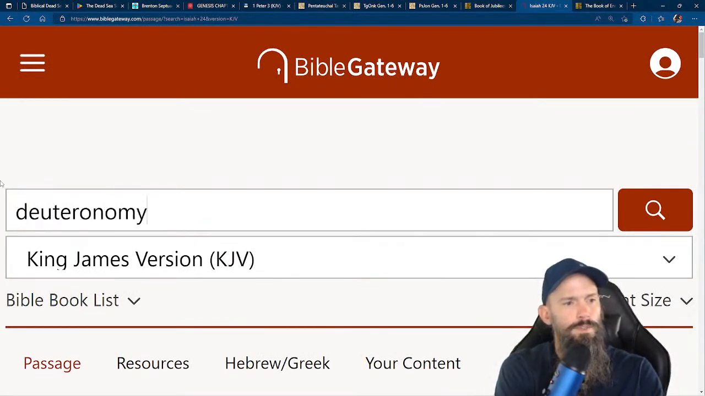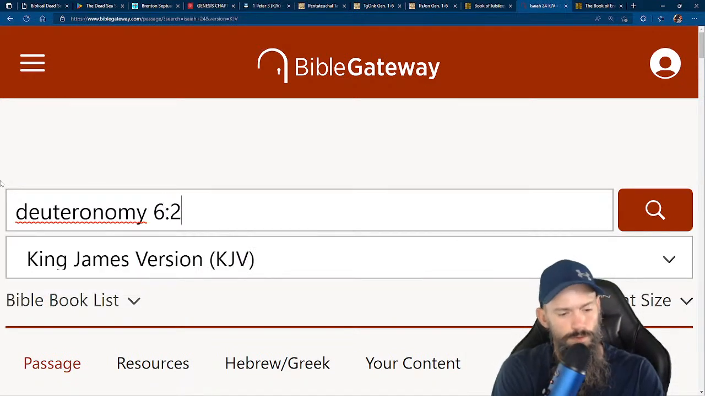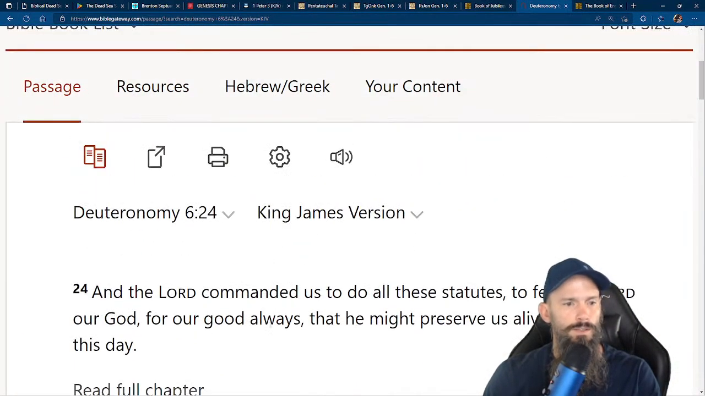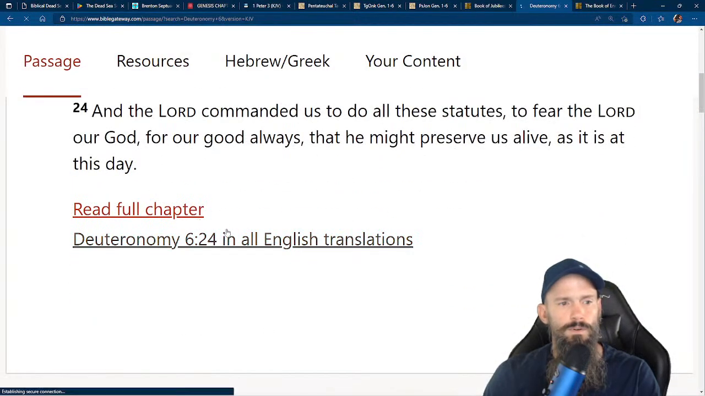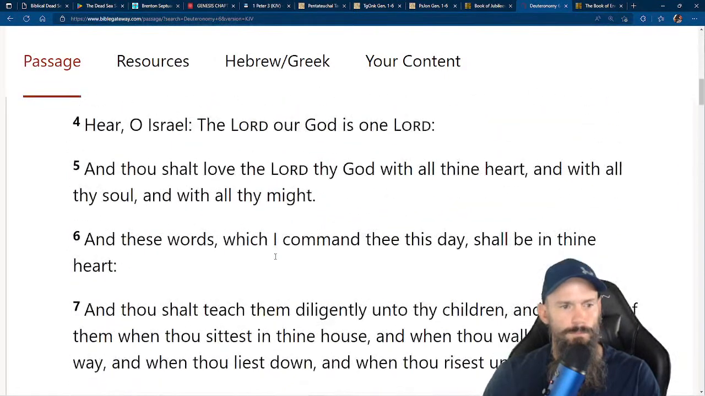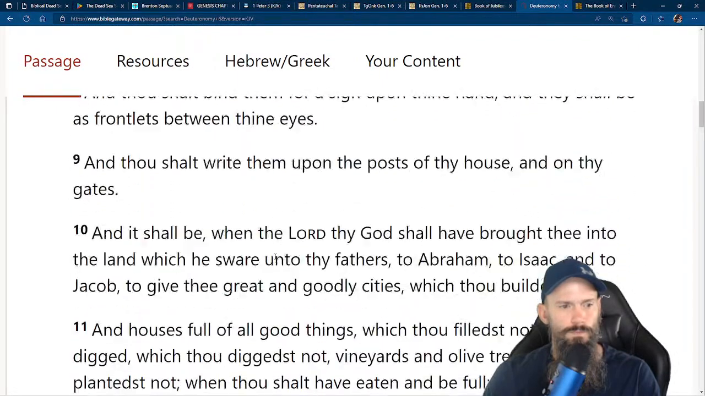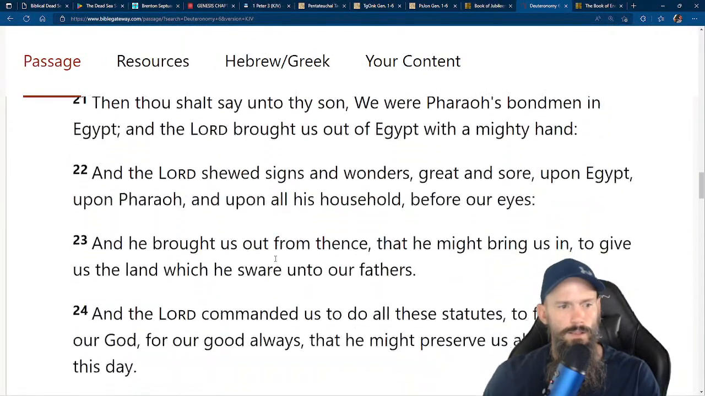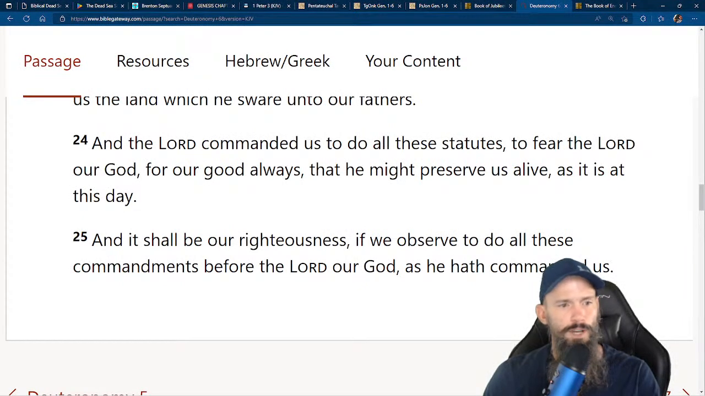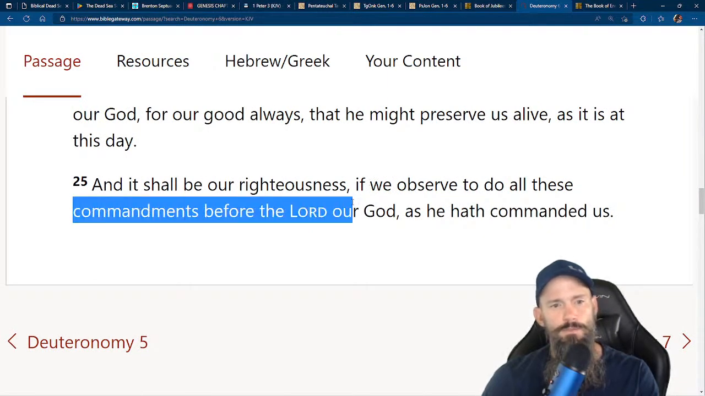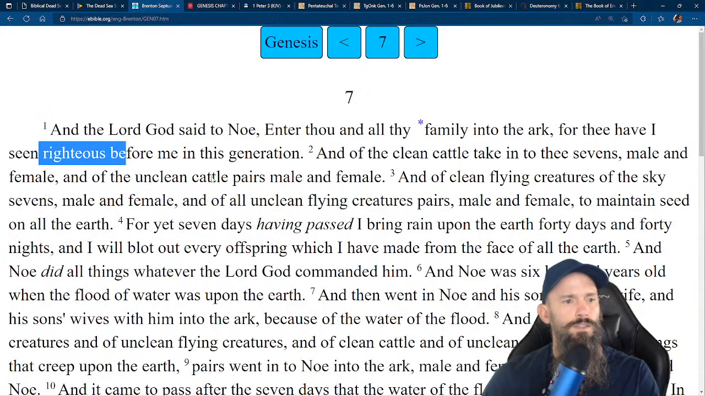Deuteronomy 6:4. Noah was righteous. Let's see. No, it's not 6:24. 6. Yeah, here we go. 6:25. Deuteronomy. And it shall be for our righteousness if we observe to do all these commandments before Yahuwah as he hath commanded us. So Noah was righteous, doing the commandments.